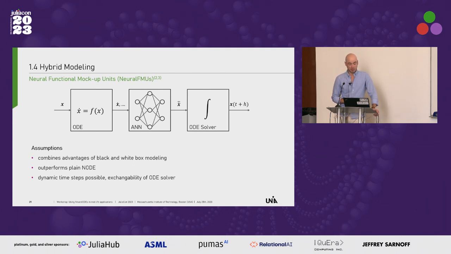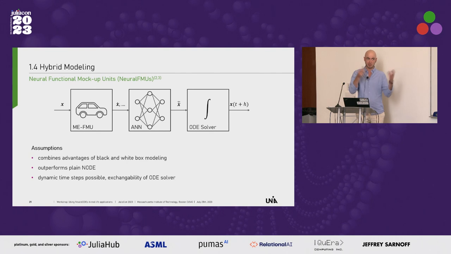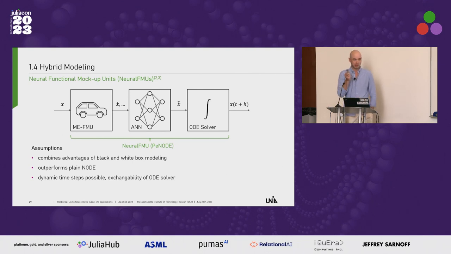Where did I stop? Yes, now we have the FMU of our system, and this entire thing becomes much, much easier, because we can substitute our ODE with a model exchange FMU, as it's the same interface. We call this resulting structure a neural FMU, but it's basically the same as a physics-enhanced neural ODE, but with an industrial modeling standard in it.